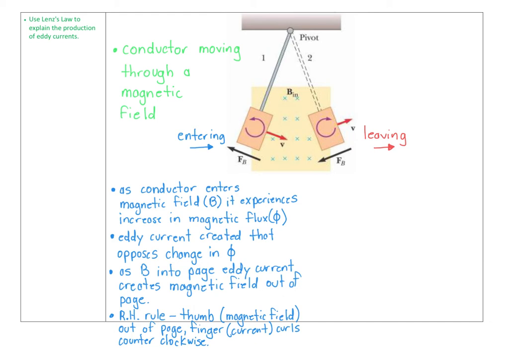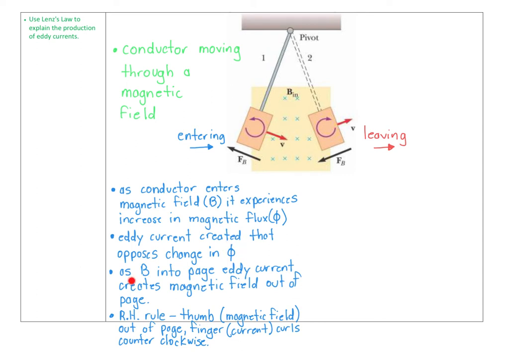If we have here this metal conductor, or a conductor, assume it's a metal, and it's going to move into this magnetic field. V is the velocity vector, so that says the direction that it's moving. What's going to happen here? Well, as the conductor enters the magnetic field B, shown here, it experiences an increase in magnetic flux. So it's entering the magnetic field, the magnetic strength is increasing, there's an increase in magnetic flux. The eddy current is created that opposes the change in the magnetic flux.